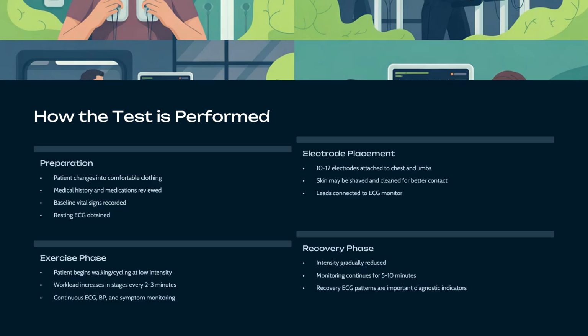Now, how is the test performed? There are 4 stages for the test. Number 1 is preparation of the patient, next electrode placement on the patient, next the exercise phase, and the last one is the recovery phase. Regarding the preparation, the patient changes into comfortable clothing. That clothing should not be tight. Then the medical history and medications should be reviewed, to see if the patient is suffering from any previous cardiovascular problem. Then baseline vital signs are recorded, like blood pressure, heart rate, breathing rate, etc. Then a resting ECG is obtained, to check whether there is any problem already in the ECG.